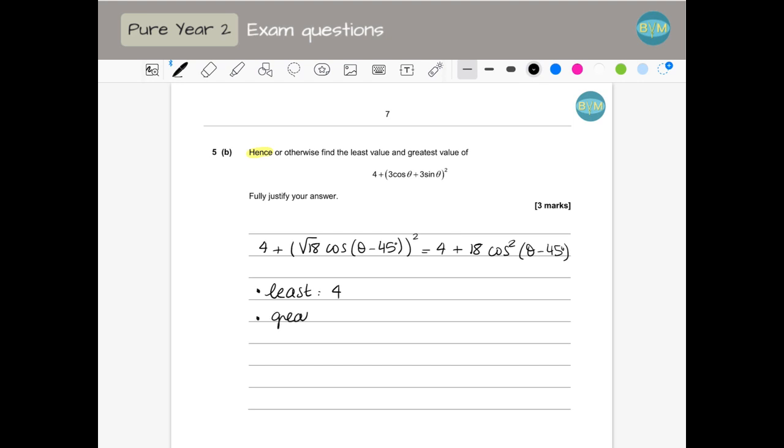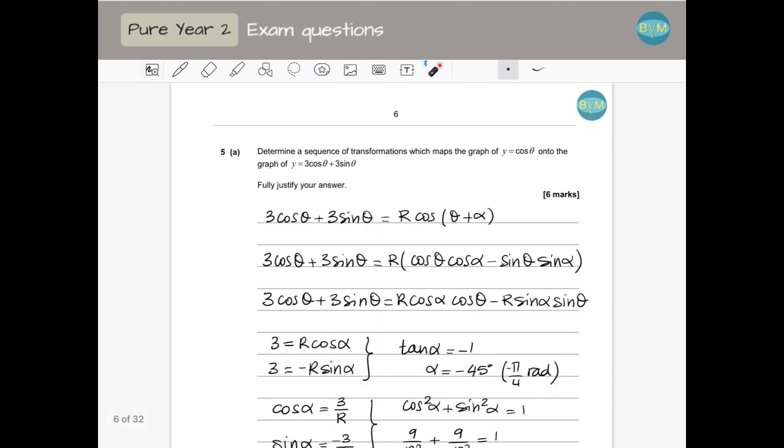And for the greatest, my maximum value of this cos is going to be 1. So I have 18 times 1 plus 4, which is 22. So these are my minimum and maximum values for this expression. And I used what I did before, that's what they tell you hence to use. And that's all with this question. I think it's quite simple if you realize this bit. If not, it's quite complicated. And that's all.